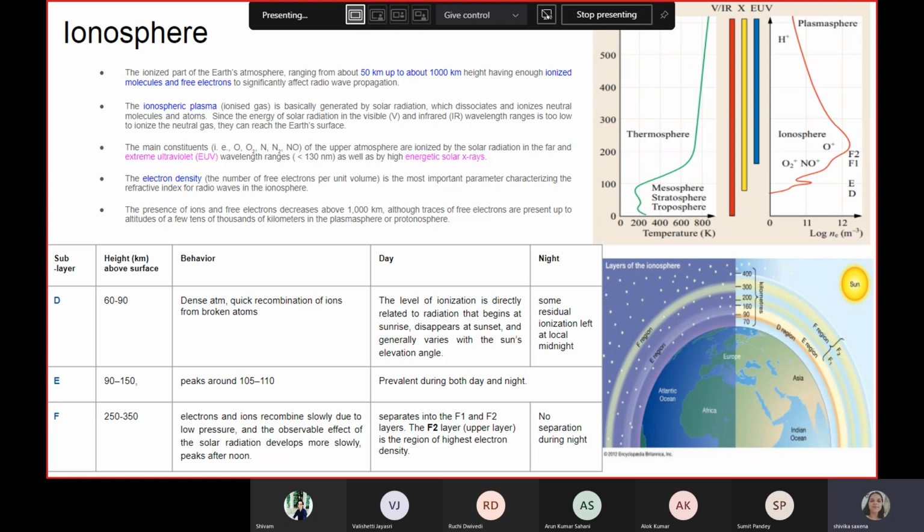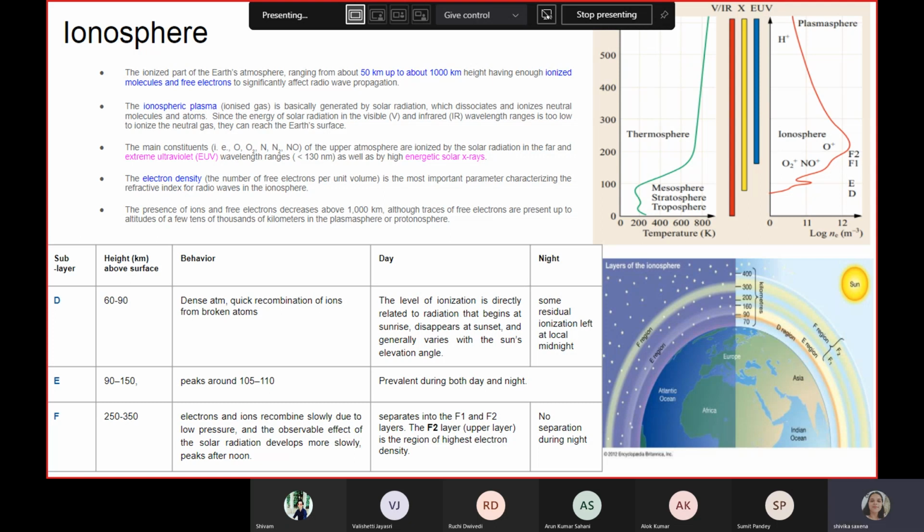I hope this is clear. Why are the visible and infrared from the solar radiation not affecting? Because the energy in these wavelengths is rather low to ionize properly any neutral atom or molecule that they encounter in the atmosphere. That is why they are directly reaching the Earth's surface.